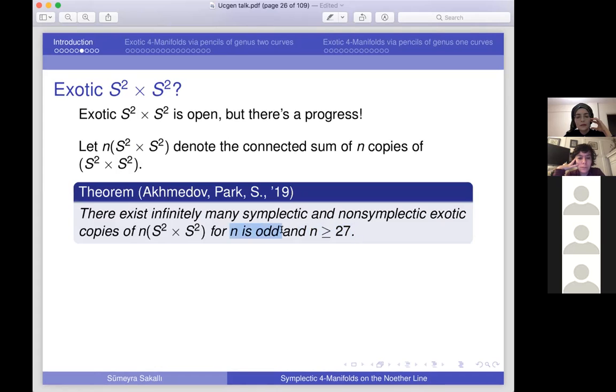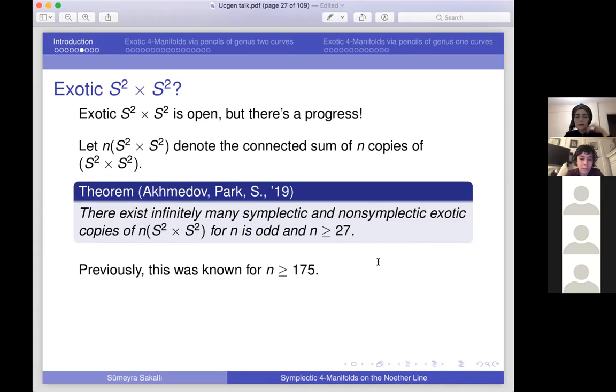Here we want n to be odd because, as I said, it is the b2 plus of the manifold. And there is a formula, Noether's formula. From that, we know that to have a symplectic structure, the b2 plus of the manifold must be odd. So we have this requirement here. And n is at least 27. Previously, this result was known for n at least 175. So in the literature, there were much bigger examples, much bigger manifolds. In our work, we have made smaller constructions.